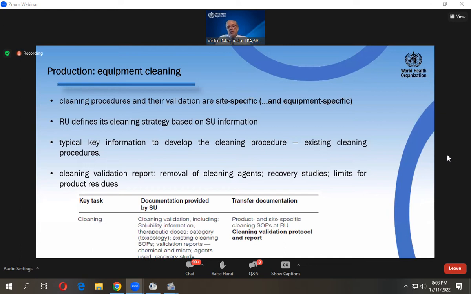So this is exactly what's part. Of course, it's not an all-inclusive list. This is just the basic and the main aspects. And very important, the transfer documentation. This has to be planned because this is key, and this would be the product and site-specific cleaning SOPs at the receiving unit, and cleaning validation protocol and report from the sending unit.